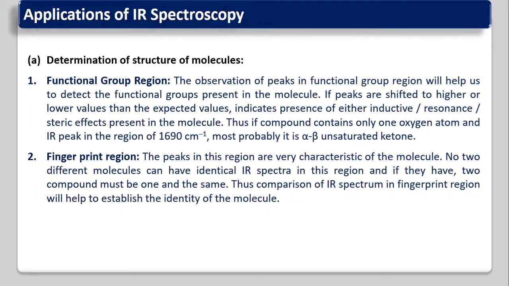The second region is the fingerprint region. The peaks in this region are very characteristic of the molecule. No two different molecules have identical spectra in this region. So it's like the fingerprints of human beings. No two persons have the same fingerprints. That's why this region is also called the fingerprint region. So no two different molecules can have identical spectra in this region. If they do, then those two molecules must be one and the same.